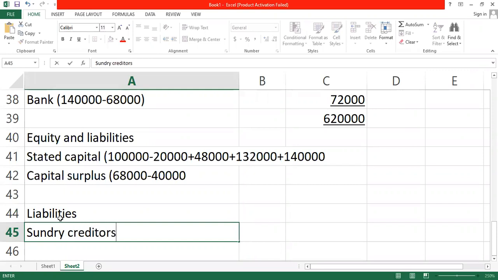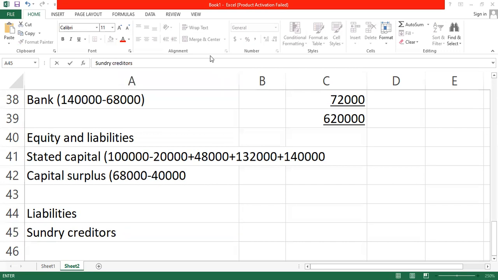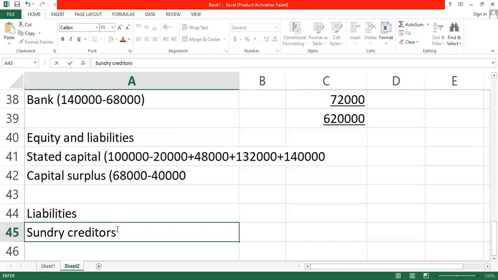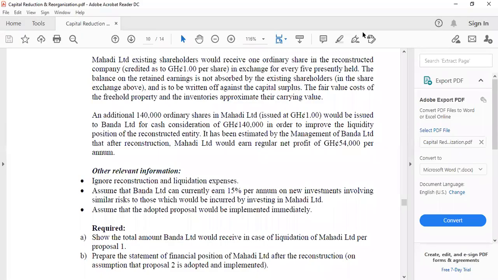We have sundry creditors. You bring the original value. What was the original value of the sundry creditors? It was 412,000.